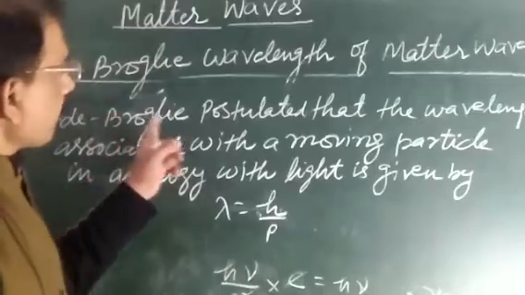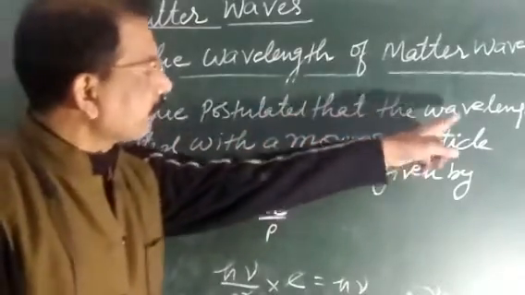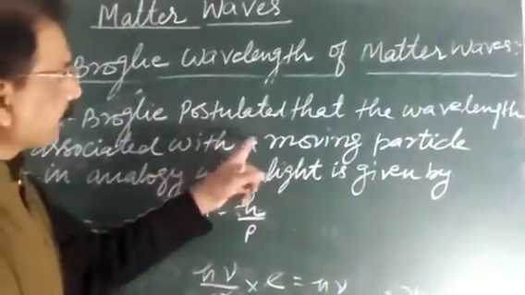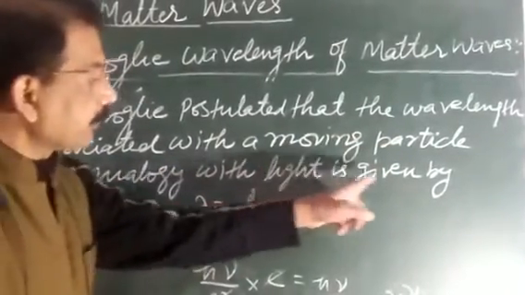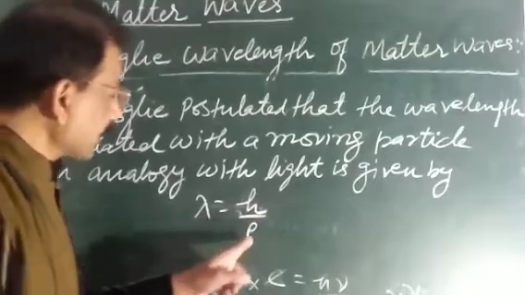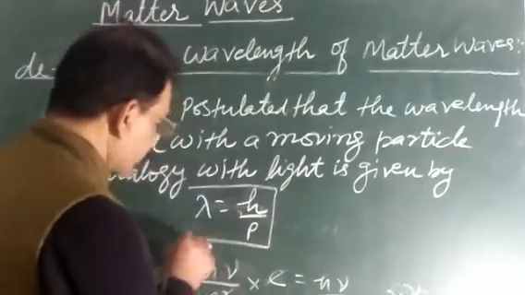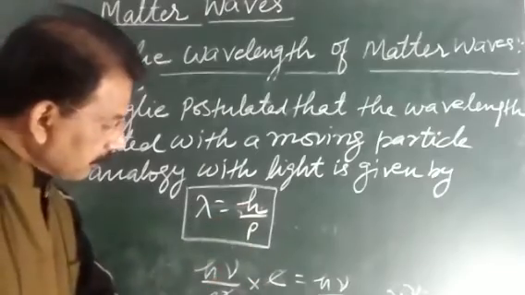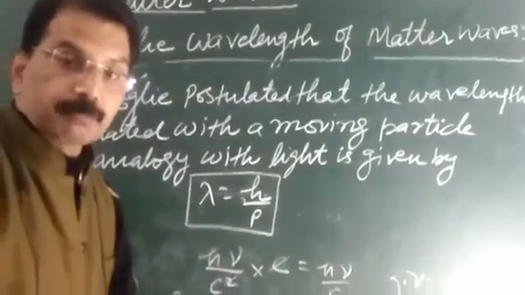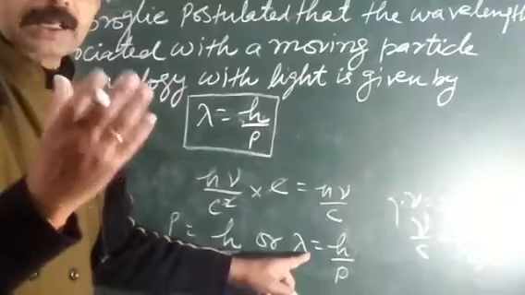So de-Broglie postulated that the wavelength associated with a moving particle, in analogy with light, is given by lambda is equal to h upon p. This is analogous to the wavelength of the photon. Since the photon is an energy packet.